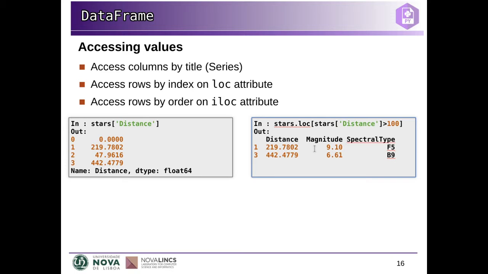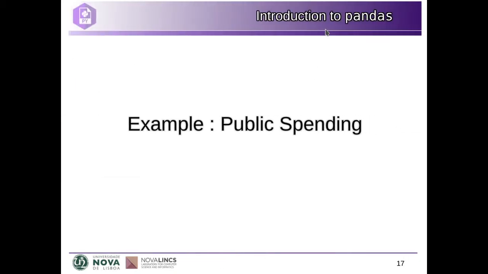So in this way, it's very easy for you to select what parts of the data frame you want, whether columns or rows, by using these Boolean masks or specifying different columns. So let's see a more practical example.